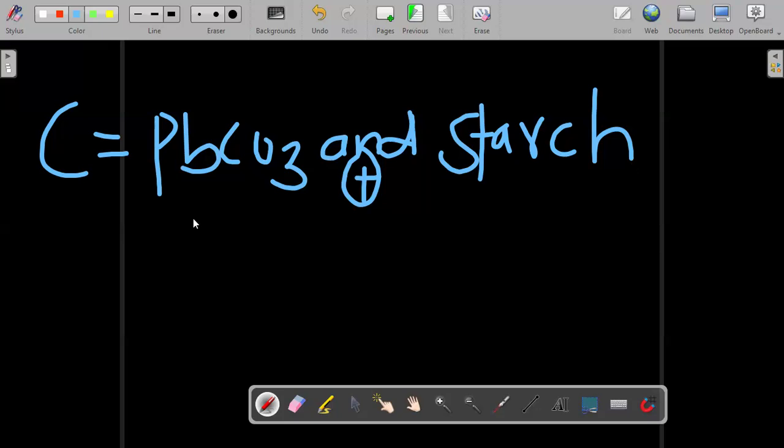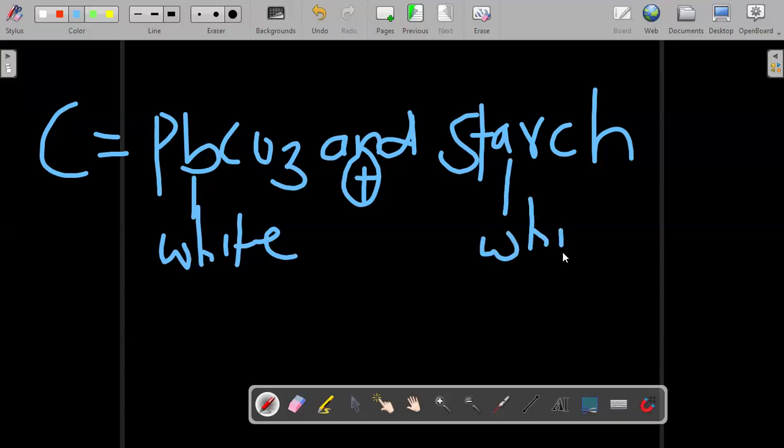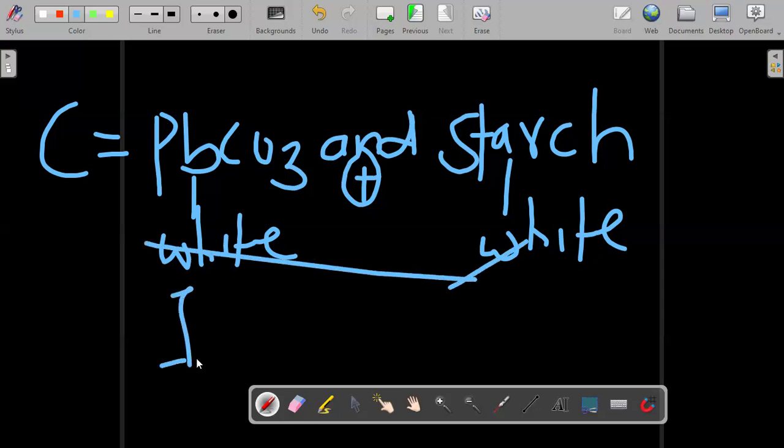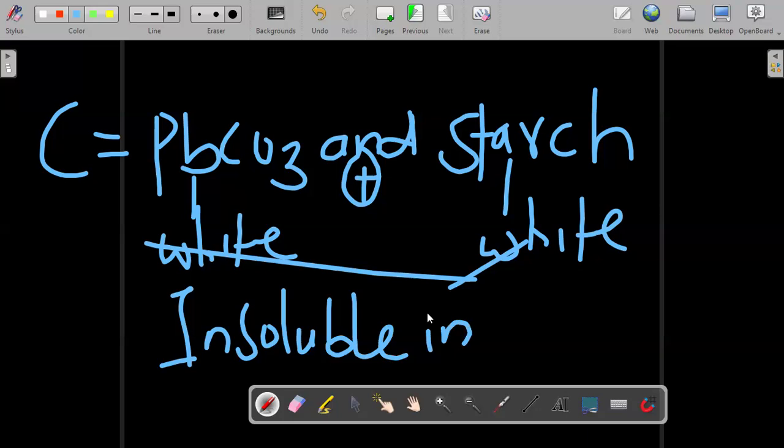Both of them are white. This is white, this is white. You all know starch before now. Starch is white, have you? Yes. So when they mix them together tomorrow, you might not know which is starch and which is lead carbonate. Both of these substances are insoluble in water. That means they don't dissolve in water. Are you there? Yes, sir. They're insoluble. So this is the first question you will see tomorrow.